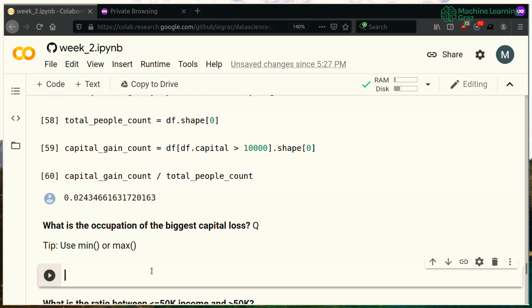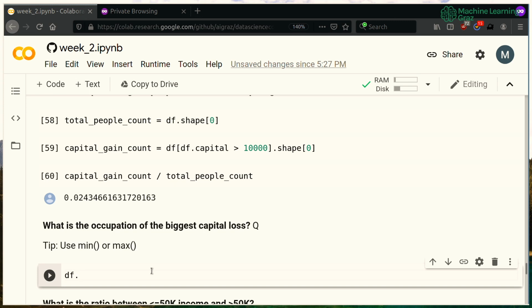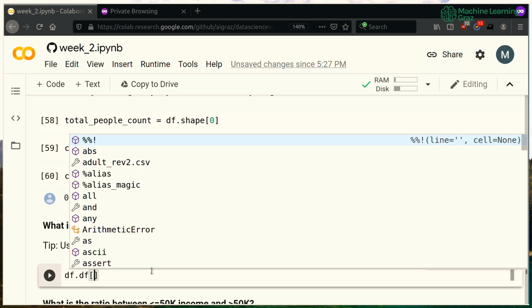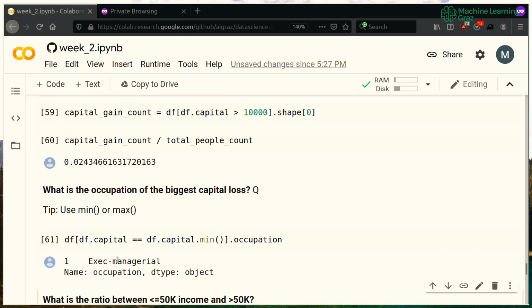Okay. So the solution to this is df.loc. The query we want to do is we want to get those people who have a capital gain of minimum. So that's df.capital equal to capital.min. So that was the trick. So you want to get one. That's how you would get this. And if you want to then get the occupation, then maybe one way to write this is .occupation in the end. And here we see executive manager.